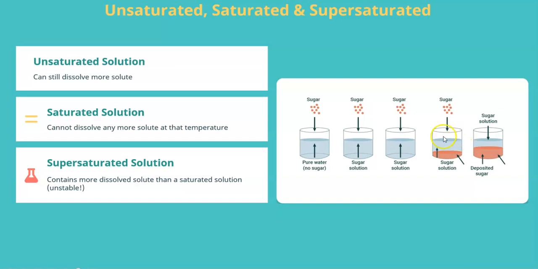For the fourth glass, this is a sugar solution, and we can see some sugar already deposited at the bottom. And there is still sugar being added. So this is now a saturated solution because it cannot dissolve any more solute at that temperature. And this one doesn't make mention of adding heat. So this is still a saturated solution. Because if the deposited sugar here will be dissolved due to heat being added, we can call it a supersaturated solution.